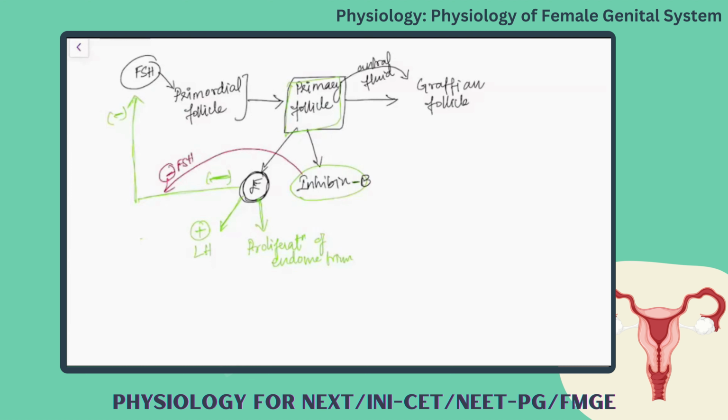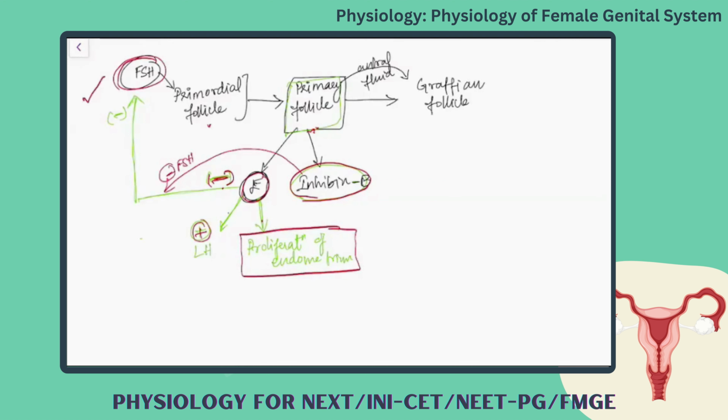FSH. So the primary follicle is formed under the stimulation of FSH from the primordial follicle. The formed primary follicle releases estrogen and inhibin B. This estrogen has three different functions. One is the inhibitory signal to the FSH, and it will stimulate the luteinizing hormone. Along with this, it will proliferate the endometrium.